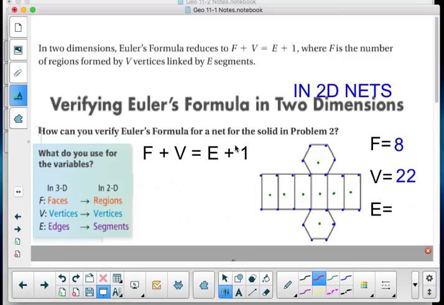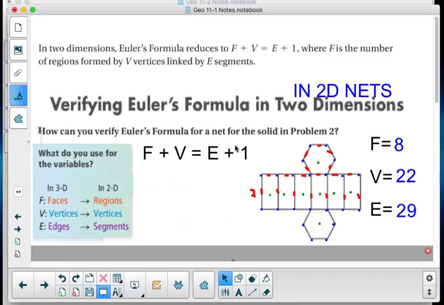Now, my edges, I've got 1, 2, 3, 4, 5, 6, 7 going across that middle. Keep in mind, the top and the bottom are going to be the same, so I just have to count one of them and I'll get them both. So 1, 2, 3, 4, 5, 6, 7, 8, 9, 10, 11. That's 22 plus 7, and that'll be 29.